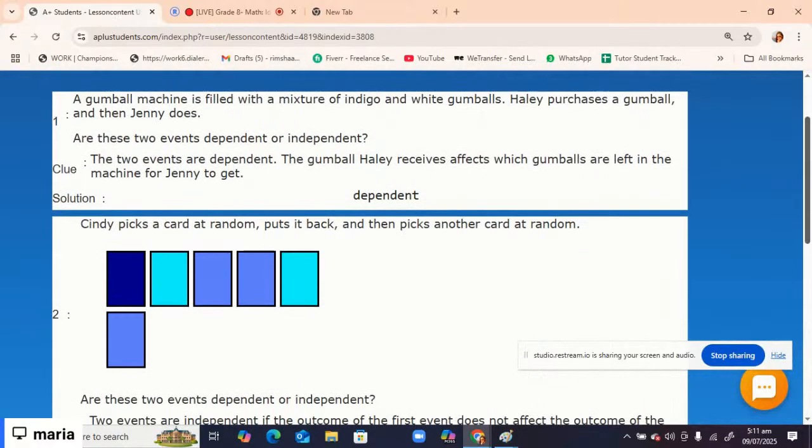So, a gumball machine is filled with a mixture of indigo and white gumballs. There are two kinds of mixture, one is indigo and the other is white. Hallie purchases a gumball and then Jenny does. Are these two events dependent or independent? The two events are dependent.